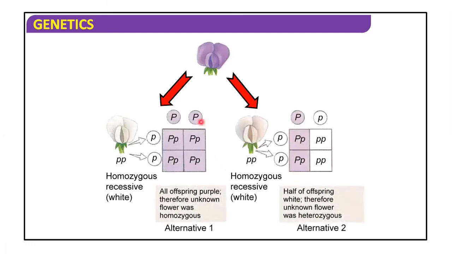Now see, suppose here the homozygous recessive white. So all offspring are purple. See, the first letter is the capital P. So all are purple. Here homozygous recessive, half of the offspring white. See, these both are white and these both are purple. Therefore, the unknown flower was heterozygous.